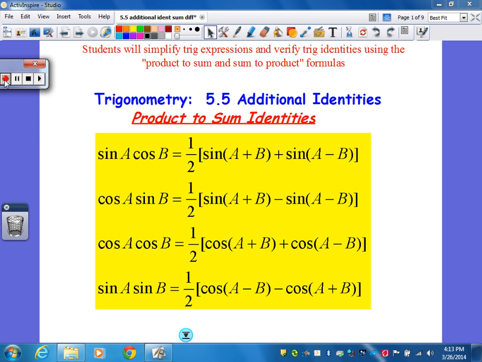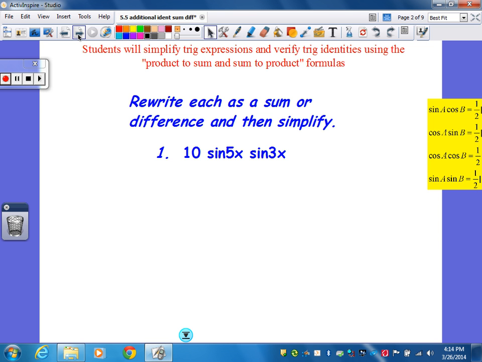And we're back once again. We're going to start talking about additional identities where we go from products, like when you have sine times cosine, cosine times sine, cosine times cosine, or sine times sine, and turn them into sums or differences. So I'm going to get started so we can get you guys moving.